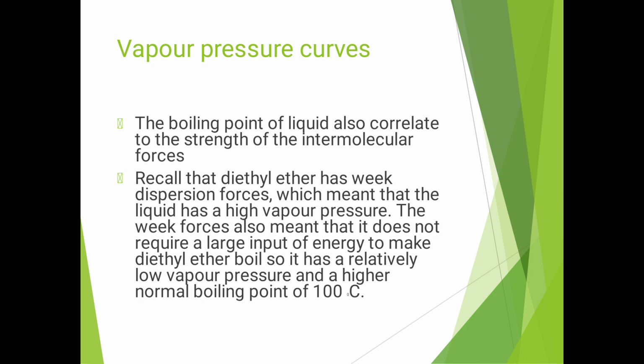Next, vapor pressure curves. The boiling point of the liquid also correlates to the strength of the intermolecular forces. Recall that diethyl ether has weak dispersion forces, which means that the liquid has a high vapor pressure. The weak forces also mean that it does not require a large input of energy to make diethyl ether boil. So it has a relatively low vapor pressure and a high normal boiling point of 100 degrees Celsius.